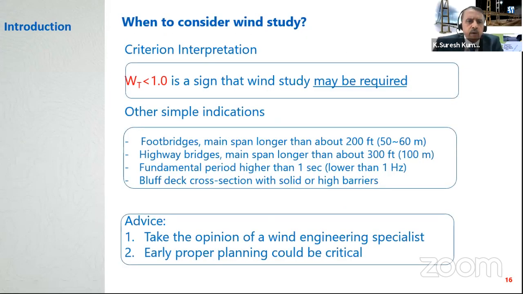A few other simple indications are there too. Typically, we say that for footbridges with a main span longer than 50 to 60 meters, we have to do a wind tunnel test. Highway bridges with a main span longer than about 300 feet, which is about 100 meters. Fundamental period higher than 1 second, lower than 1 hertz. And also bridges with bluff cross sections with solid and high barriers, which may have huge aerodynamic influence, and that is when we have to do the tunnel test.